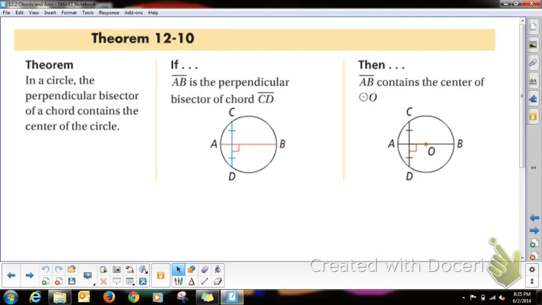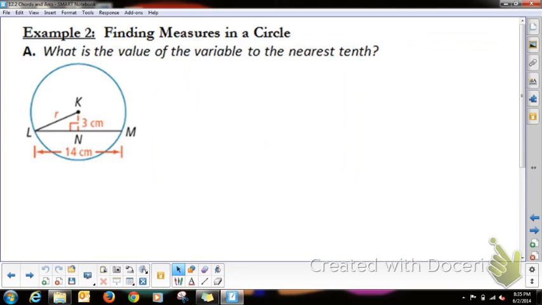And in a circle, the perpendicular bisector of a chord contains the center of the circle. So if AB, that's this segment, is the perpendicular bisector, then you know that AB is a diameter. It contains the center of the circle, and that's the definition of a diameter.